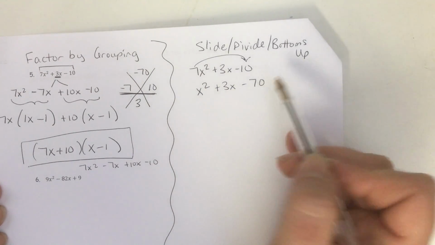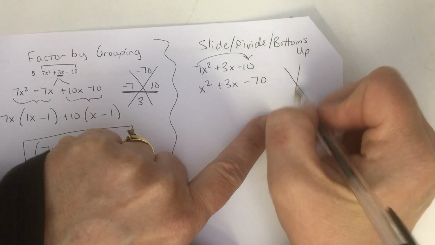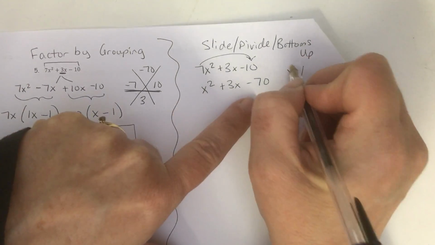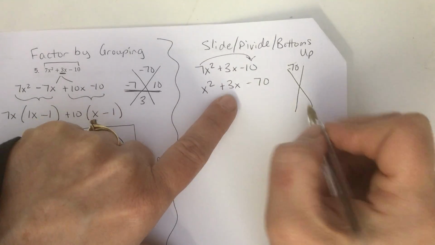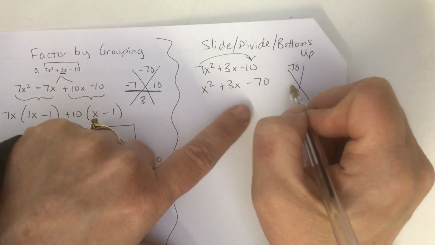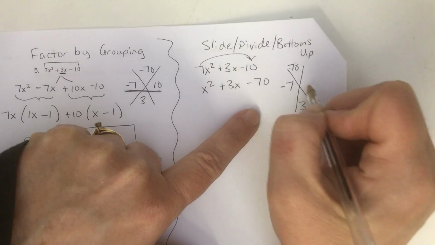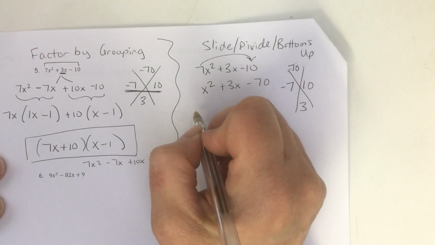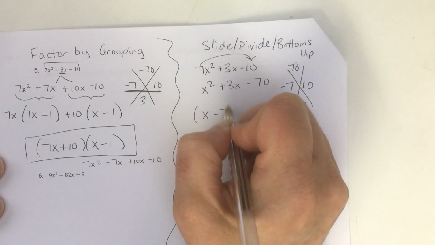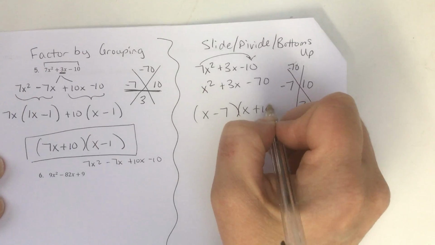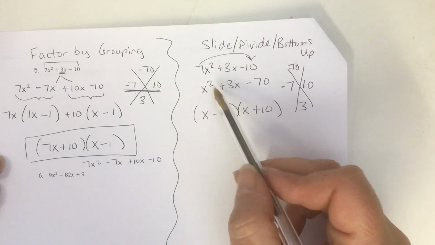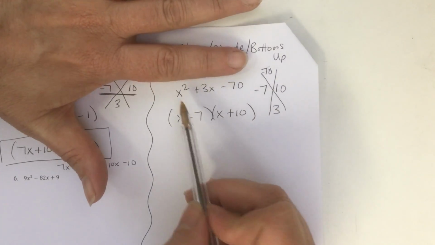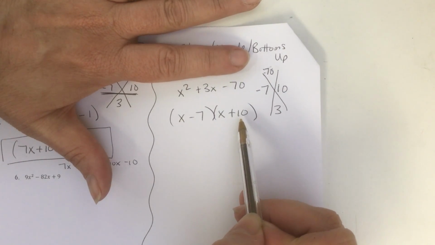So now this factors, just like when we were factoring the other day when we didn't have a number in front of the x squared. We'd put negative 70 at the top and 3 at the bottom, and the numbers you need are negative 7 and 10. But because there's no number on the x there, you just write x minus 7 and x plus 10. Okay? After you slide, you kind of forget that that was part of the problem, and then you just factor this like you normally would.